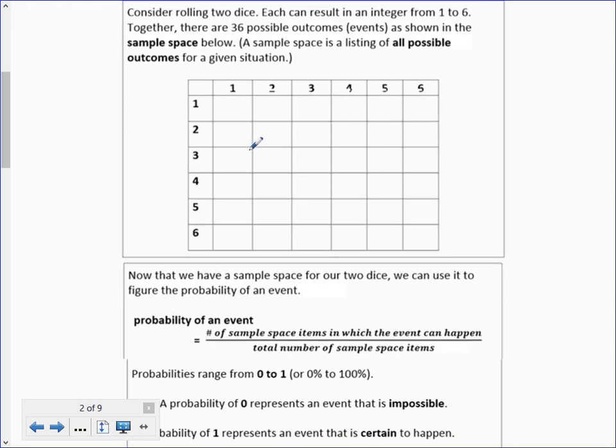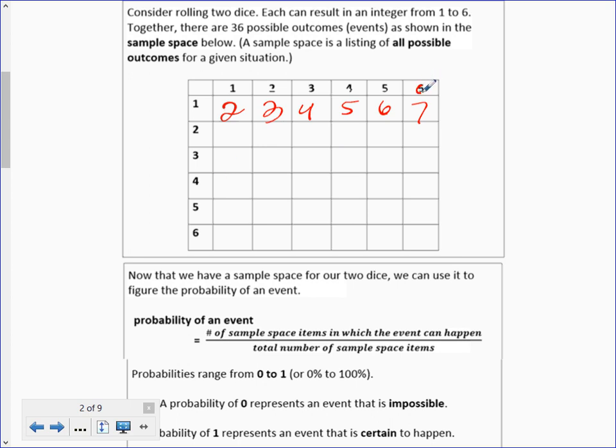Here's my situation right now. I'm rolling 2 dice. Each one has the numbers between 1 and 6 on it. And I'm just going to make a chart that shows every possible outcome. So if I roll a 1 and a 1, that gives me 2. If I roll a 1 and a 2, 3, 4, 5, 6. 6 and 1 gives me 7.